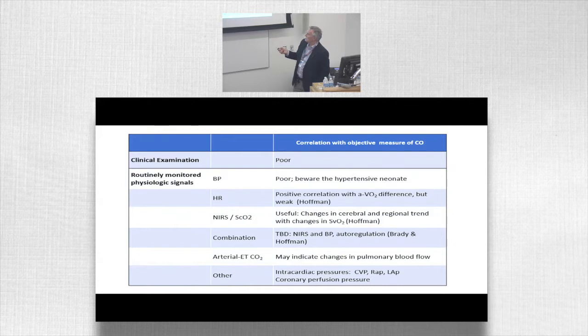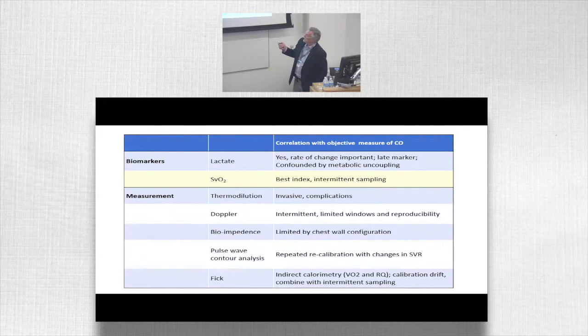Arterial end tidal CO2 may indicate pulmonary blood flow, but in terms of being able to tell you what's going on with cardiac output, no. And other indices that we can measure, once again, have poor relationship with cardiac output. Biomarkers, lactate, yes, but it's a late signal. Often we get called to the bedside, the lactate's gone from 1.5 to 2.5. It's really not much of a change. If it's gone from 1.5 to 4.5 and then 7.5, that's the change that we look for, and that's the change that's associated with low output and risk.